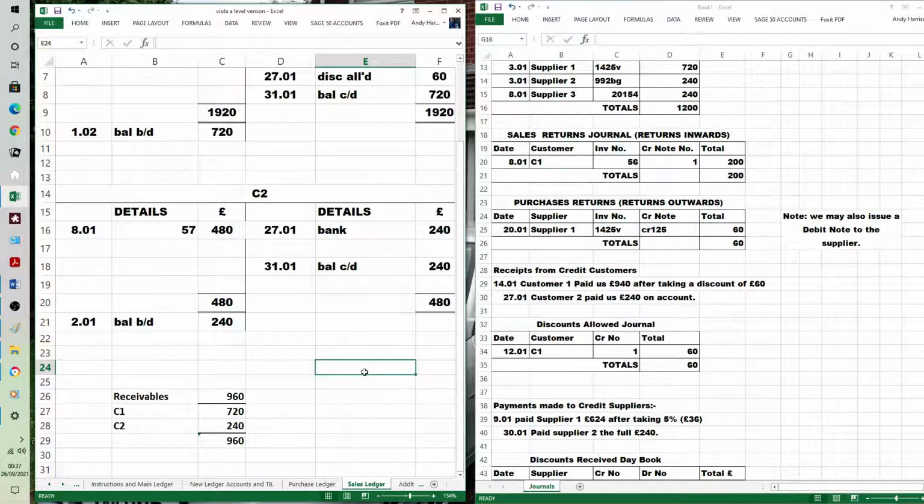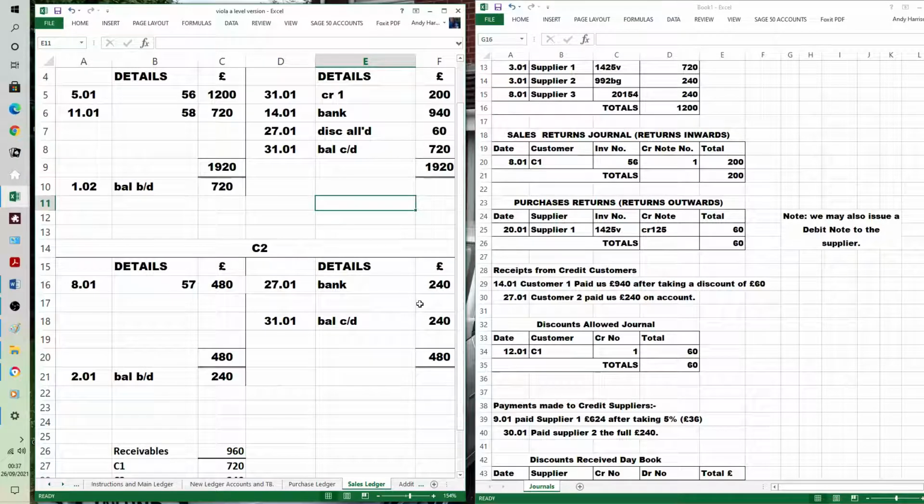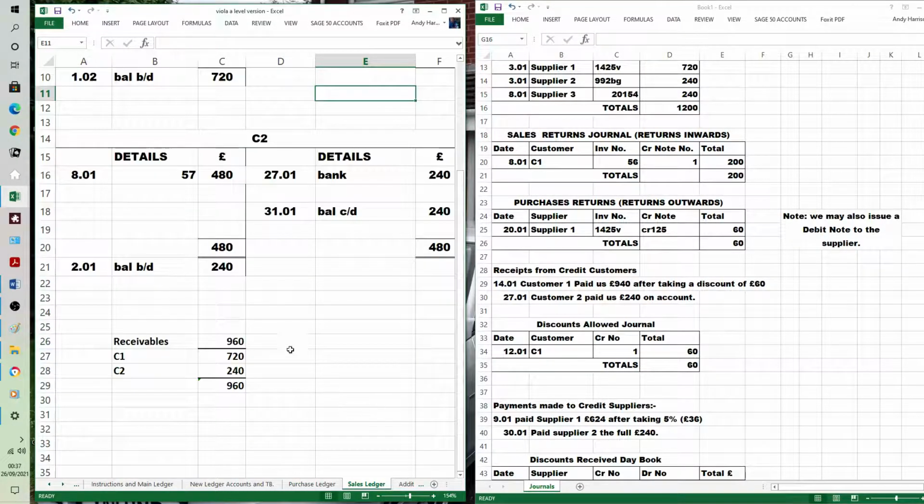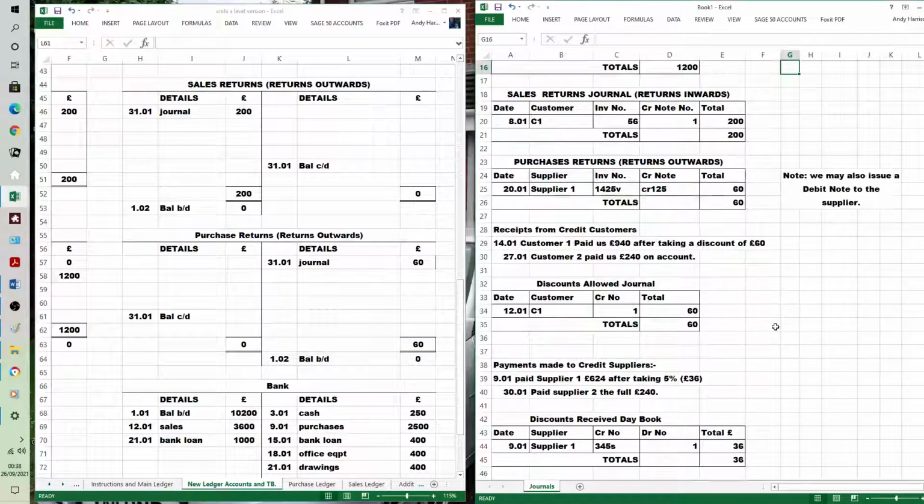And in our sales ledger account, our 2 customers, customer 1 had 2 invoices owing to us as an asset, sent some goods back, paid us and took a discount, and now owes us just for the second invoice. And customer 2 paid us half of what was owed on account. And again, the receivables account will add up to 960. The 2 customers accounts also add up to 960, as it should be. That's a very important check. So now let's post the receipts.